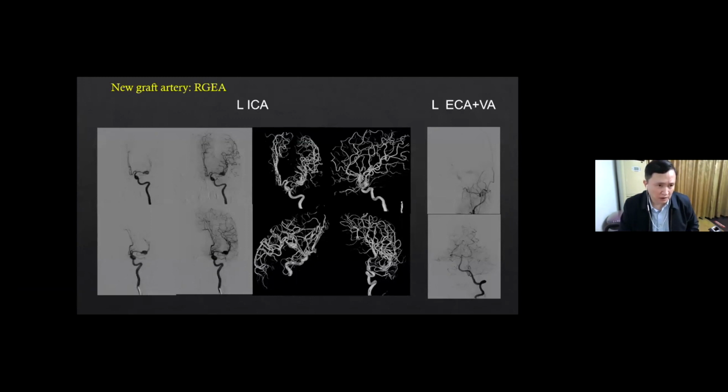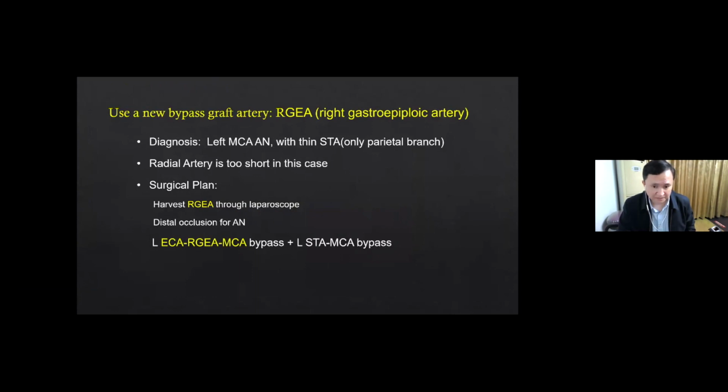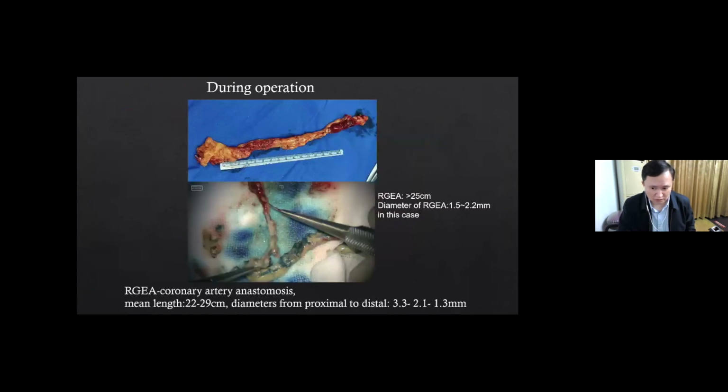So I also test some new graft, like this patient. This is a right GEA. This patient is quite short, and his radial artery was too short to do the direct bypass from ECA to MCA. So we tried this new graft, and it's quite long. The right GEA can be longer than 25 centimeter. So that's enough to do the direct bypass.